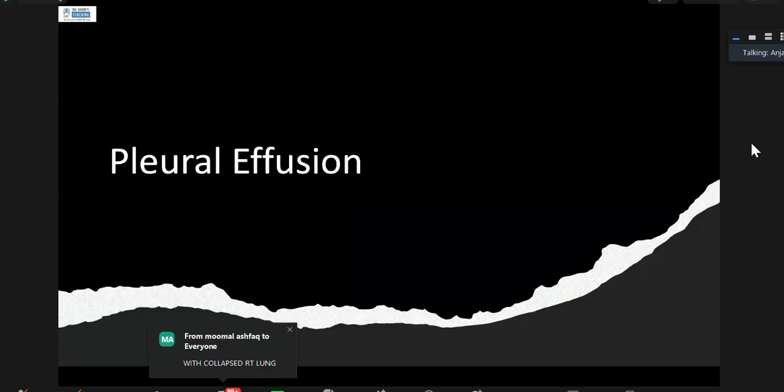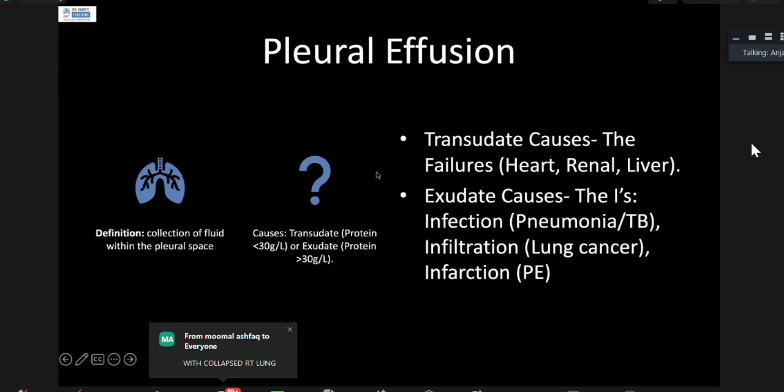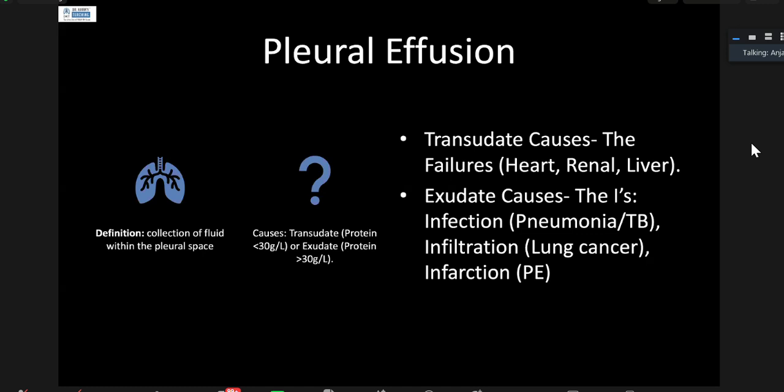So we are looking at pleural effusion now, okay? Like how we saw pneumothorax was air collecting within the pleural cavity, now we have fluid collecting within the pleural cavity, and that is pleural effusion. It can be a transudate, when the protein content is less than 30 grams per liter, or an exudate when it has higher protein content, okay?